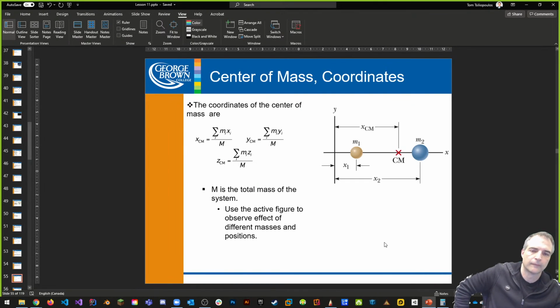Okay. So I want to find the coordinates for the center of mass, right?